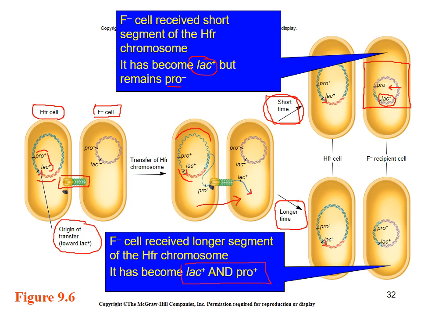And in case you're wondering, how do we pick which one we're bringing over? Well, whichever one is closer to the origin of transfer, meaning it's one of the first ones to enter into the recipient cell, will be the one that is brought over successfully.